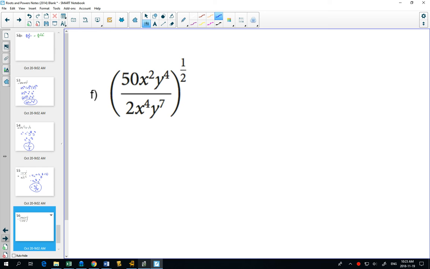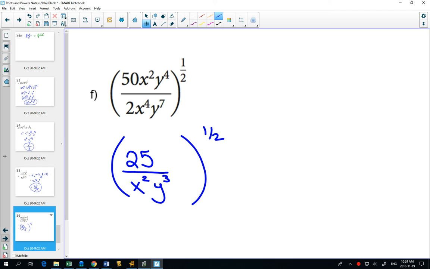In this case, I think by thinking about that, you'll see it makes more sense to simplify inside the brackets first and then apply the exponent of 1/2 afterwards. So if I simplify inside the brackets first, that 1/2 is going to stay out there. 50 divided by 2 is 25. Can you see that you would have more x's on the bottom, so x squared, and more y's on the bottom, so y cubed? And if you wrote this as 25x to the negative 2, y to the negative 3, that would be fine as well.